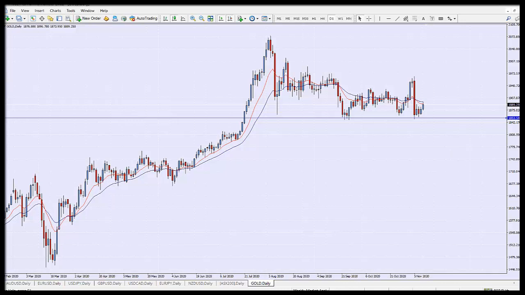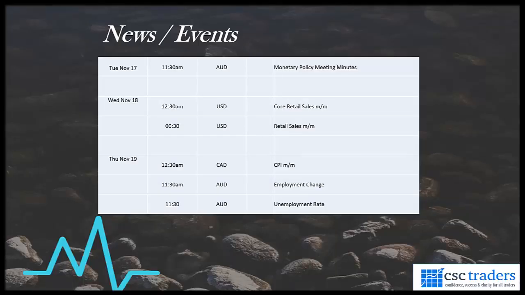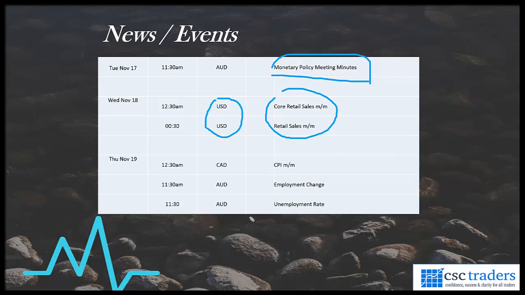Let's have a look at what's on our agenda in terms of data. Give me one moment while I bring that back up to my screen. Here we are, and these are the highlights that I've picked out for us this week. On Tuesday, we have locally the monetary policy meeting minutes occurring. On Wednesday, we have core retail sales for the US dollar. And then Thursday we have the employment change numbers for Australia for our Aussie dollar. Also the CAD CPI comes out on Thursday as well. Well, it's really like Wednesday night because it happens at 12:30, just after midnight.